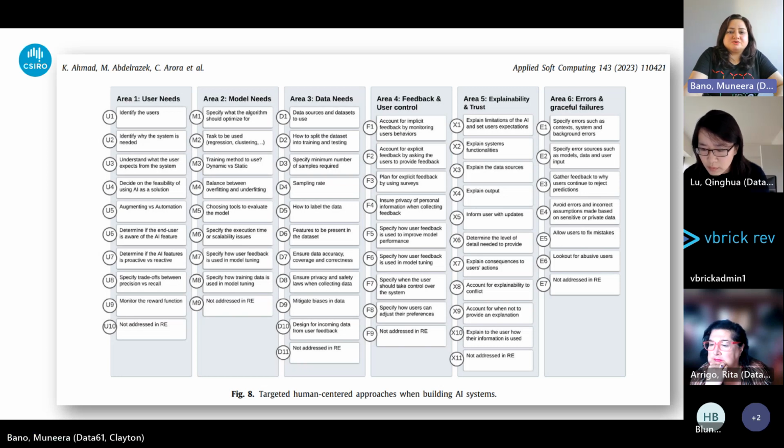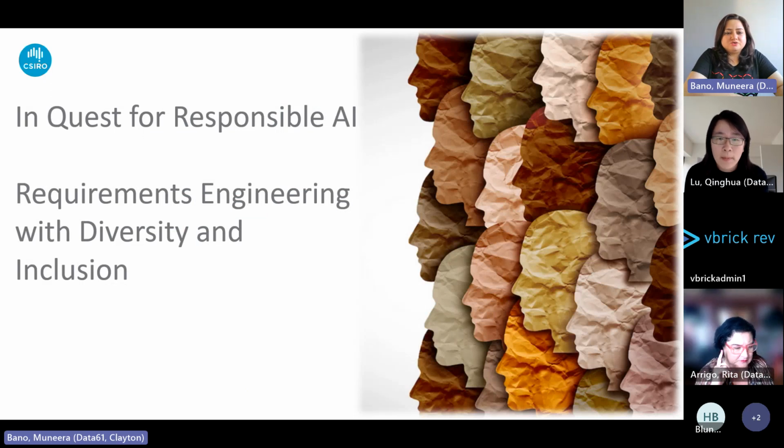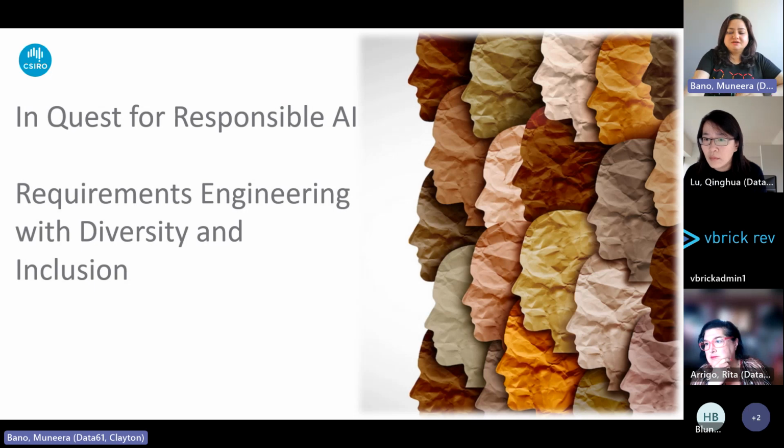Looking at all of that, in the late half of last year when I joined CSIRO, we in the diversity and inclusion group, with our team lead Didar Zoe, had the task of bringing requirements engineering and diversity and inclusion together. It is a bit of a challenge. Diversity and inclusion are both very social concepts, and there is a lot of research available, but how to engineer them into something measurable and implementable was the challenge we wanted to address under the Responsible AI project.